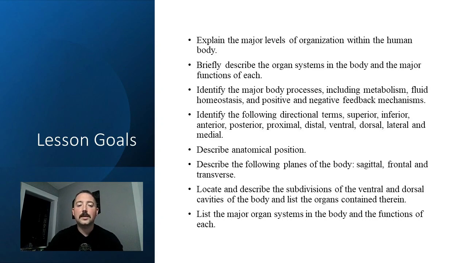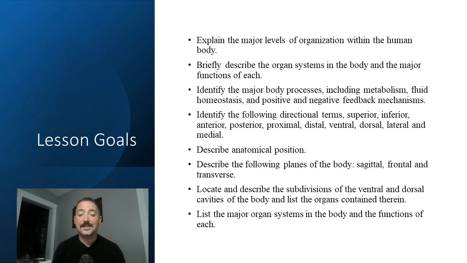So by the end of the week, you should be able to explain the major levels of organization in the human body, briefly describe all of the organ systems and the major functions of each, identify some major body processes and how the body keeps everything in balance or homeostasis, describe the anatomical position, all the planes, as well as the directions that we use when describing the body. You should be able to divide the body into cavities and tell me what organs are in each. And finally, you should be able to list the organ systems and tell me their functions.